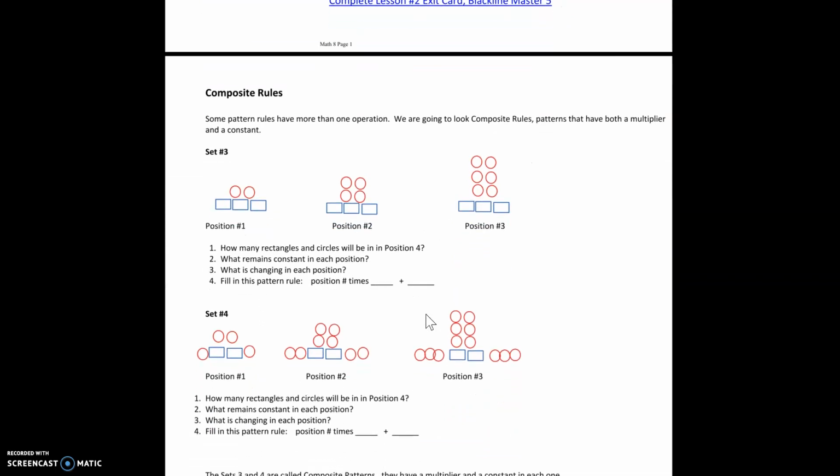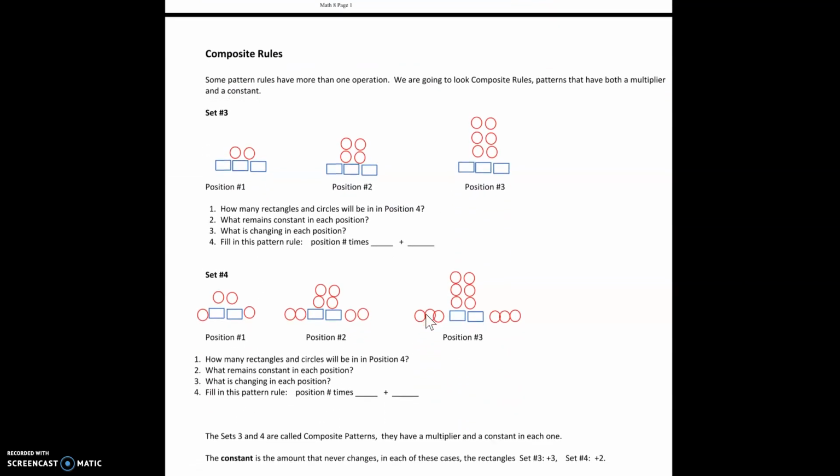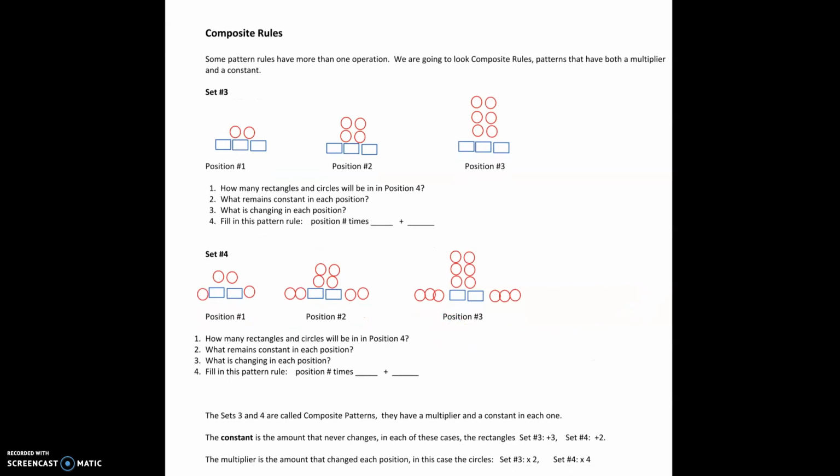When you're finished that, we get into composite rules. Composite rules are a little bit different because it contains 2 things. And the 2 things that we're looking at here are the things that stay the same and something that changes each time. And you can clearly see that that's going on with each example. So if we look position 1, 2, and 3, what stays the same each time? Yeah, everybody answered those 3 blue rectangles. And what's changing each time are these 2 circles, 2, 4, 6.